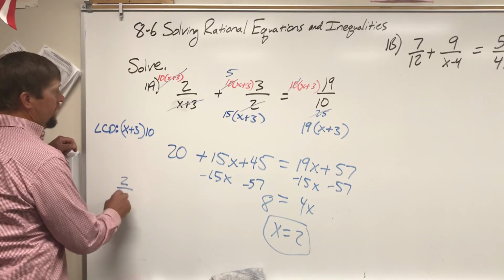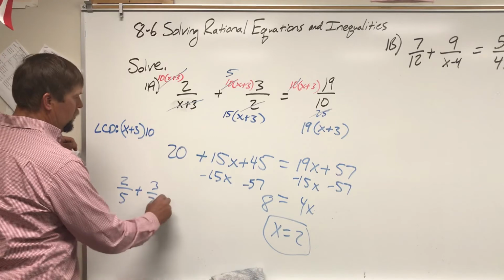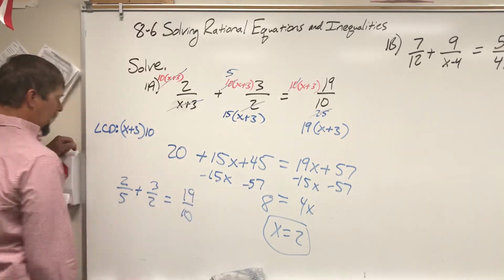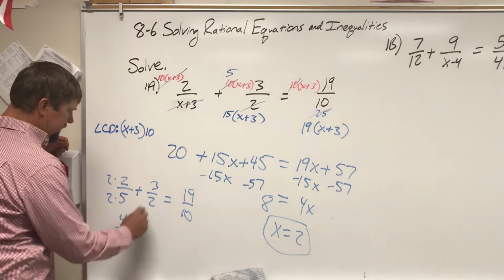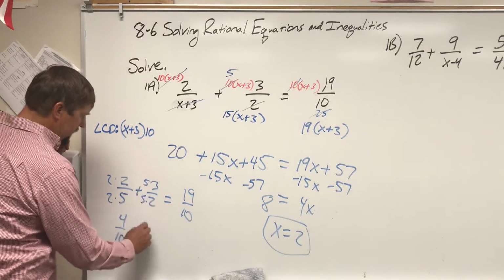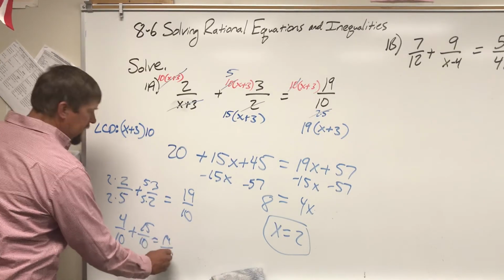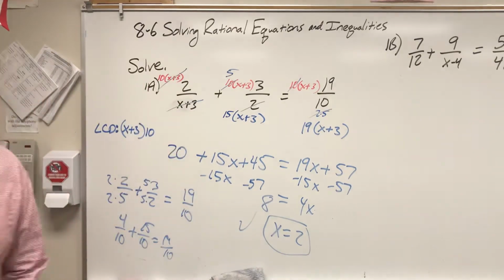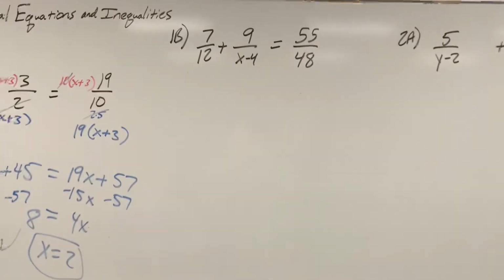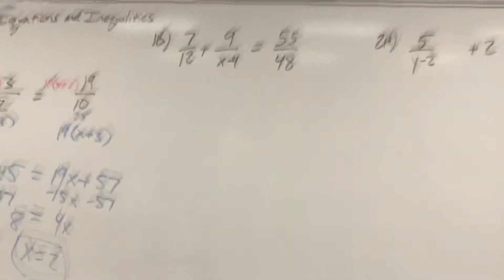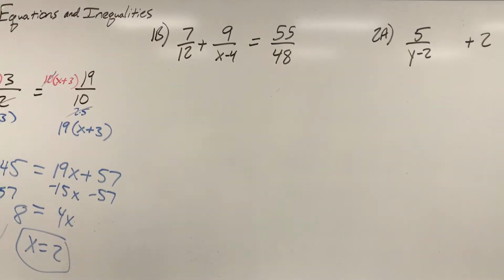So 2 over 5 plus 3 over 2 is 19 over 10. And we can go through it. 2 over 5 is 4 tenths plus 3 over 2 is 15 tenths. Sure enough, that's 19 over 10. It checks out. Always double check your answers when you're solving, of course. All right, number 1B. Go ahead and try this if you want to pause the video and see if you get this one. Do exactly the same thing I did and see what happens, okay?